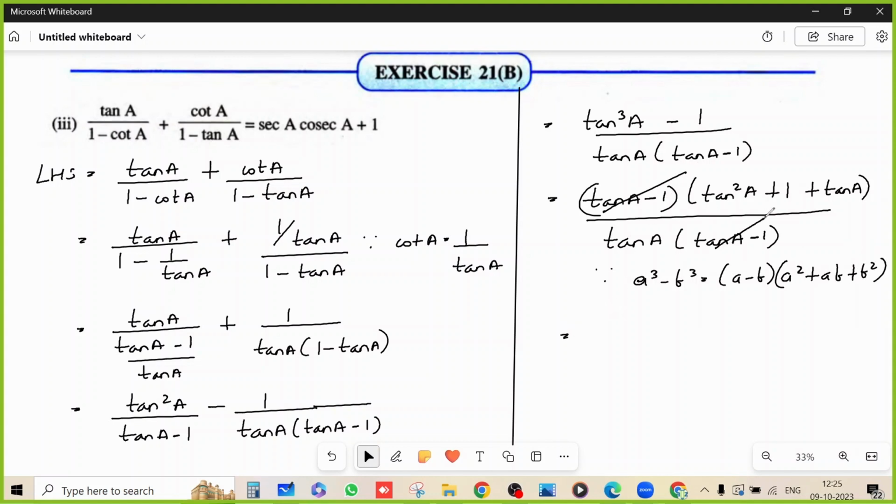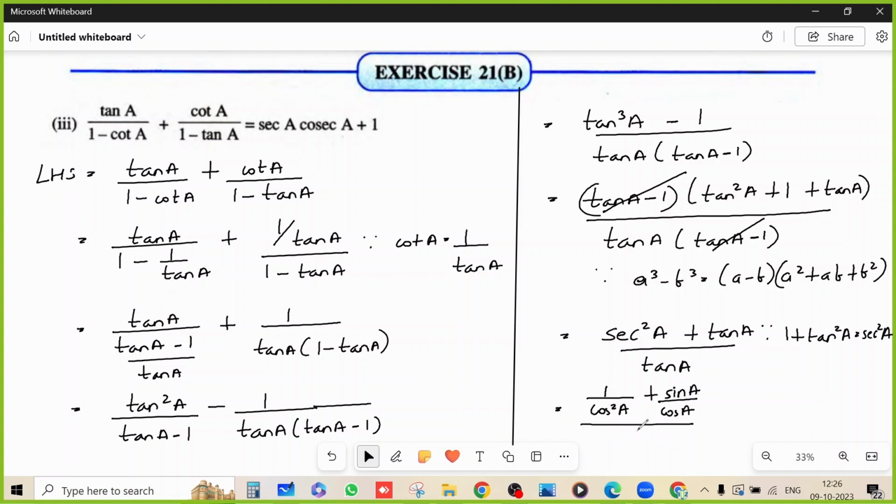So tan A minus 1 will get cancelled out, and here we know that tan square A plus 1 is equal to sec square A by the trigonometric identity. So it can be written as sec square A plus tan A divided by this tan A. Now we will again change everything here in the form of sine and cos. So this will become 1 divided by cos square A plus sine A divided by cos A, divided by sine A upon cos A.